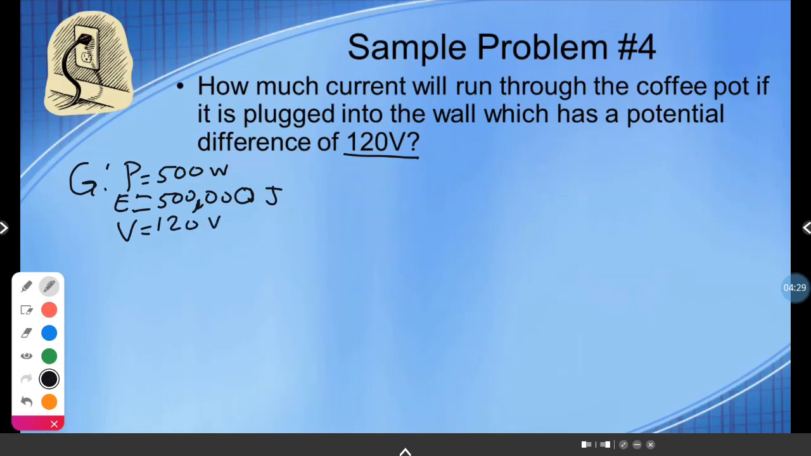And technically we found the time before as well. Time was 1,000 seconds. We can use that as a given as well. We may or may not need it. The unknown, how much current? Remember, current is I. I is what we want to know.